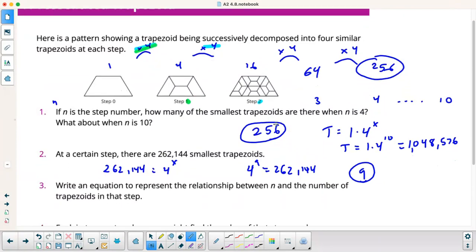All right, write an equation to represent the relationship. So I kind of already did that. I said, they didn't tell me what to use for the variable. They just said write an equation. So I'll use t equals 1 times 4 to the n. And I don't really need 1 times anything.